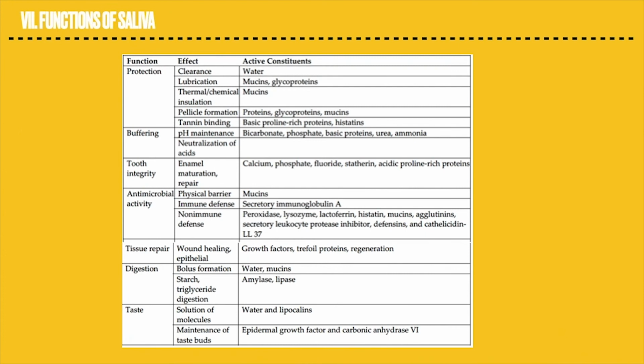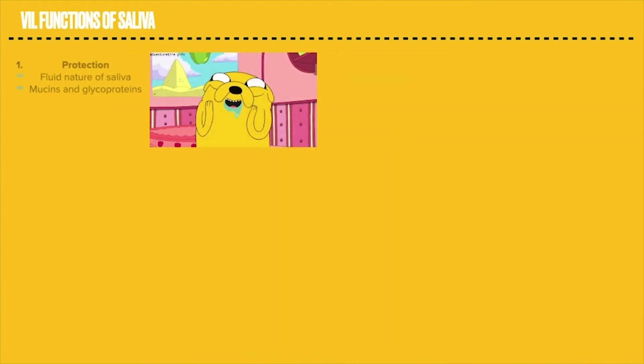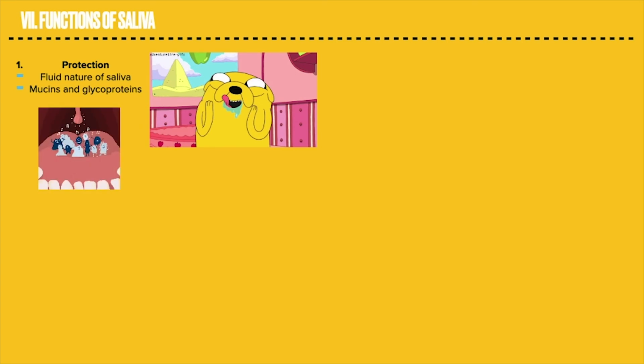The following are the functions of saliva. First on the list is protection. Saliva protects the oral cavity in many ways. The fluid nature of saliva provides a washing action that flushes away non-adherent bacteria and other debris. In particular, the clearance of sugars from the mouth limits their availability to acidogenic plaque microorganisms.